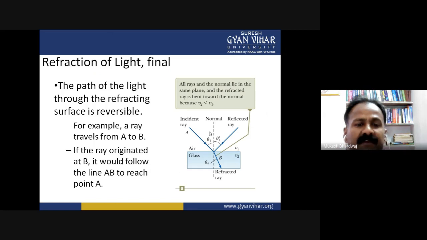For example, a ray travels from A to B. If the ray originated at B, it would follow the line AB to reach point A.